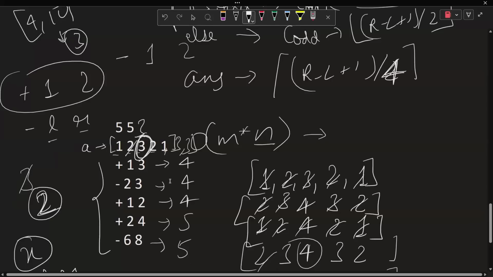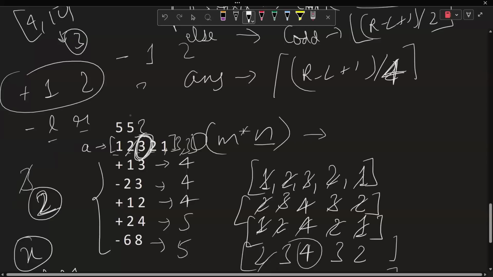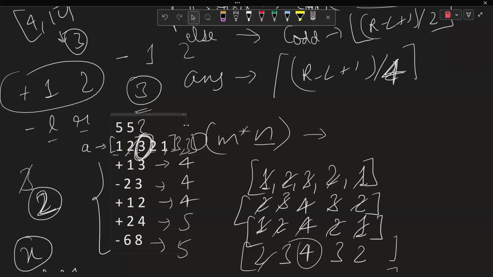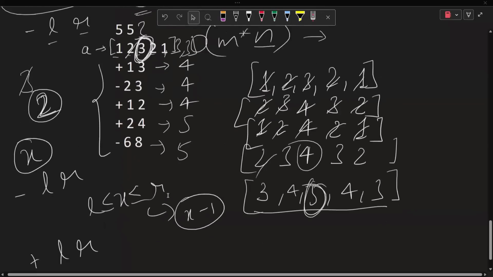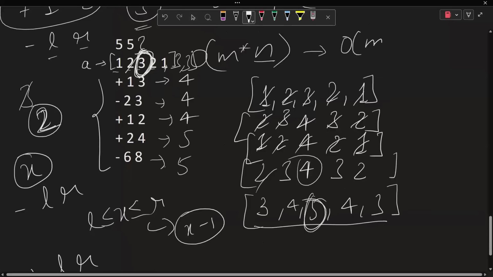So what you can say is, you only need to consider the maximum value in your initial array. Just consider that as your single value, perform the operations on that value, and whatever you are getting, that would be your answer. I hope it is clear why we are only considering the maximum value. If you are considering only one value, it would be O of M into 1. It's a constant operation for every query. So in O of M, you can perform this.